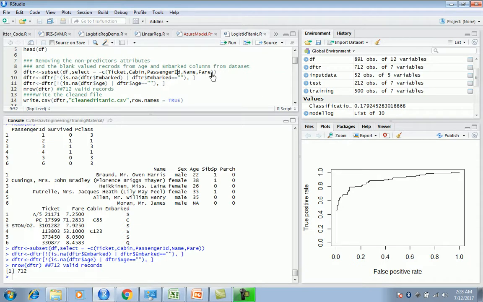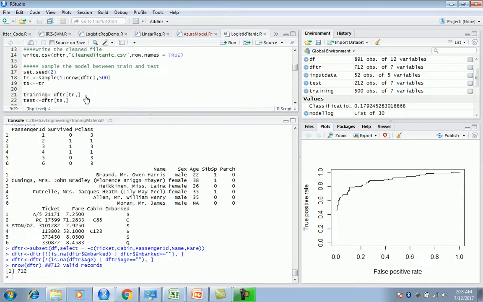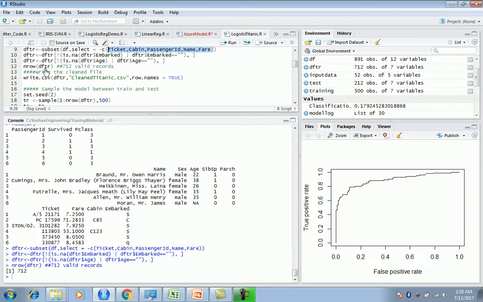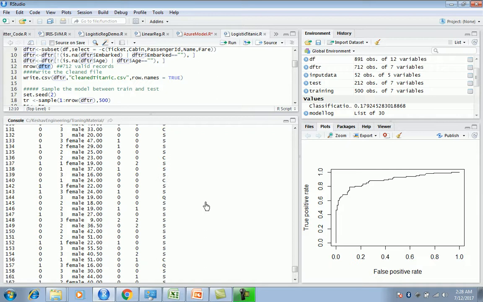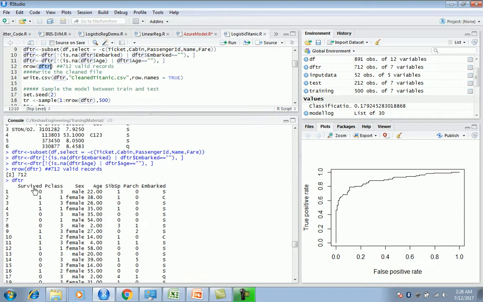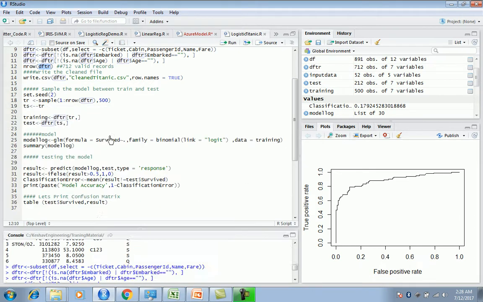And here I know these are not relevant attributes, so I am removing them from my data set, that is ticket, cabin, passenger ID, name and fare. These would not determine the survival of a particular passenger. So what is my data set looking like? We will take a look quickly. My final data set has survived, class, sex, age, siblings, parents and embarked, and I know these are the ones which actually determine survival. So I move on.